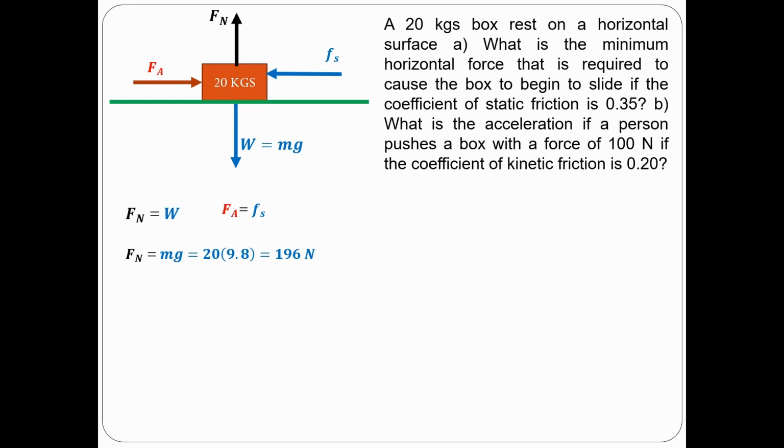Having solved the normal force, and we have a given value of the coefficient of static friction equal to 0.35, therefore we can solve the static friction force, which is equal to 68.6 newtons. Since the box is not moving, the applied force is also equal to 68.6 newtons. Can we already solve question A?